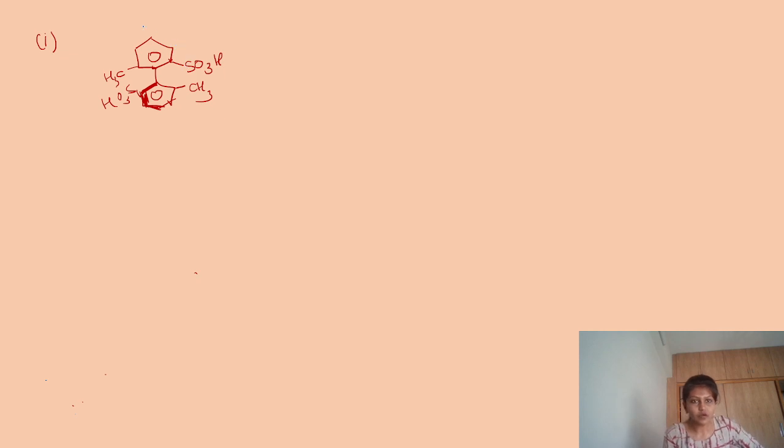Numbering starts from the planar system. So this is the planar system. Now SO3H and CH3. SO3H is given number 1, this is number 2, this is 3, and this is 4. Now going from 1 to 2 to 3, that is anti-clockwise, so it must be S, right?